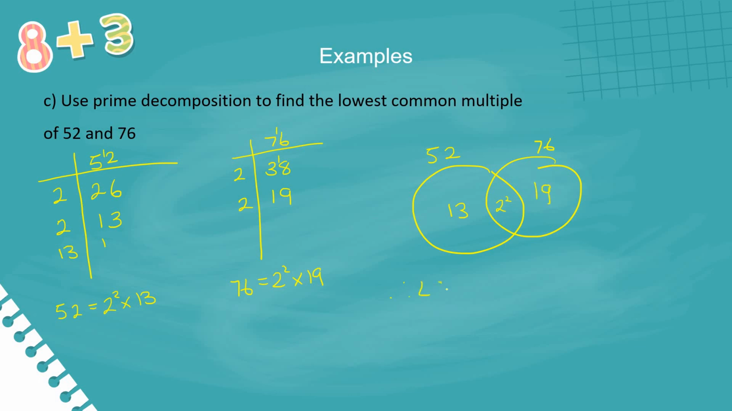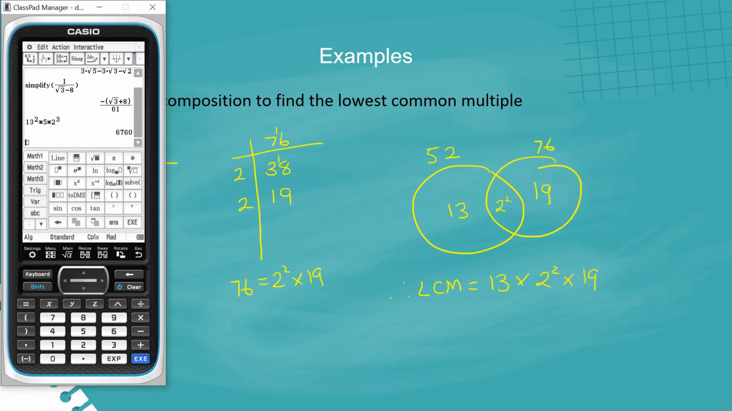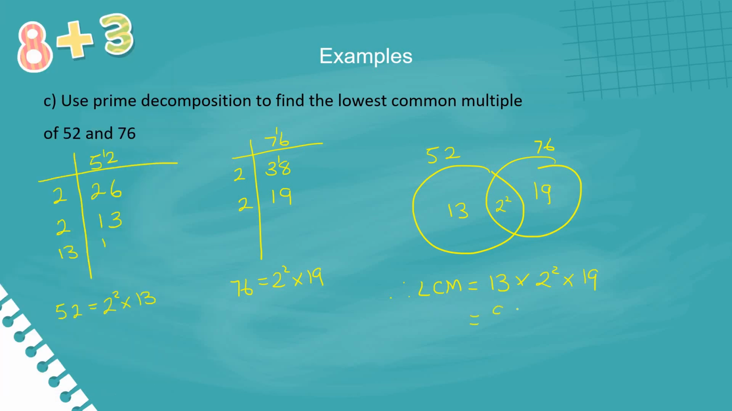So therefore our lowest common multiple will be found by multiplying 13 by 2 squared by 19. And if we wanted to work that out as just a simple digit, by 2 squared is 4, by 19 we would get 988 is our lowest common multiple there. So that's how prime decomposition works.